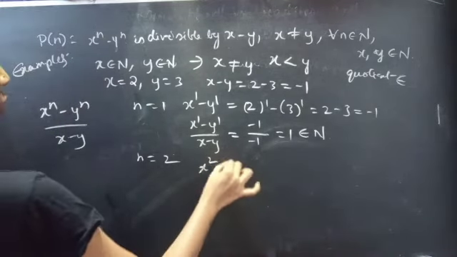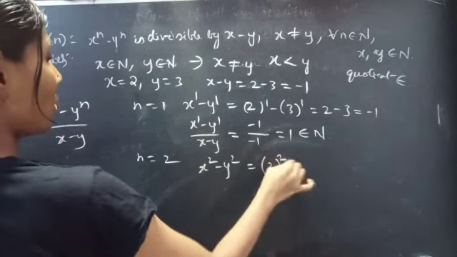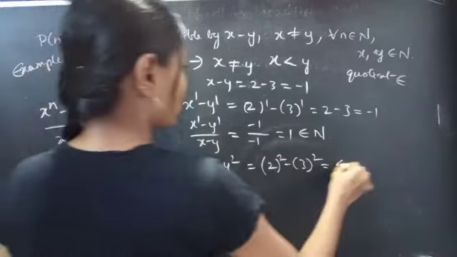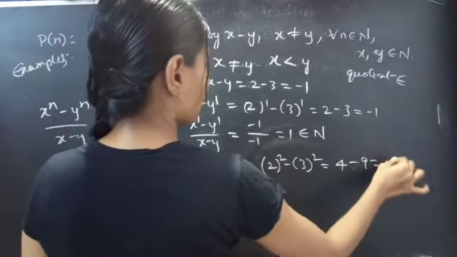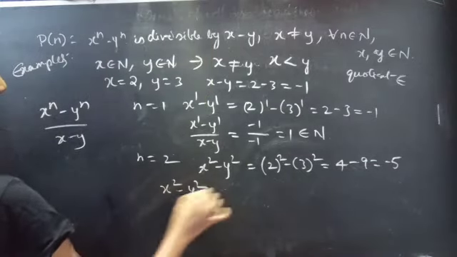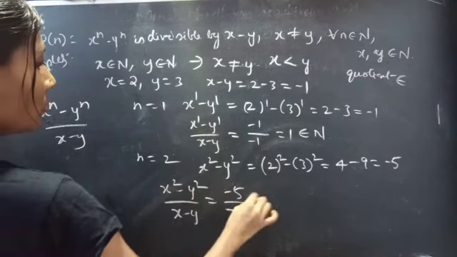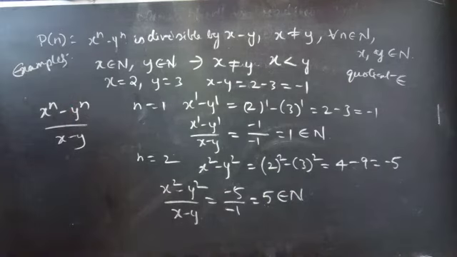Let's see for n equals 2. We need to find x square minus y square. x square minus y square equals 2 square, which is 4, minus 3 square, which is 9, which equals minus 5. Then (x square minus y square) by (x minus y) equals minus 5 by minus 1, which equals 5. Again, 5 belongs to natural numbers.